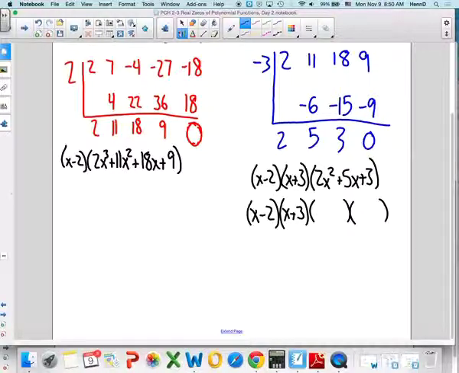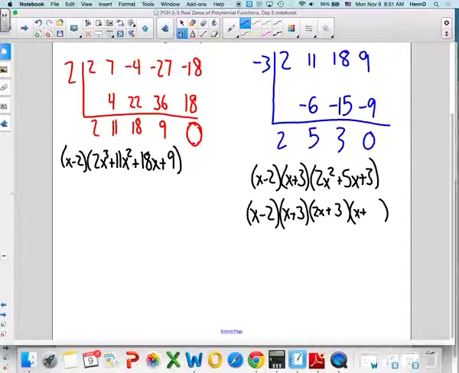I got my two sets of parentheses. For 2x squared, the only way to factor that is with a 2x and an x. The only way to get a positive 3 is if these two signs are the same. And the only way to get a positive 3 and a positive in the middle is if both of these are positive. So now I just need factors of 3 and 1, and arrange them in a way so that I'll get 5.